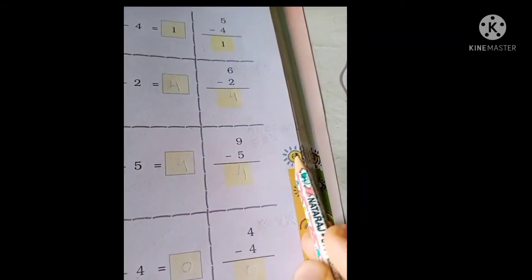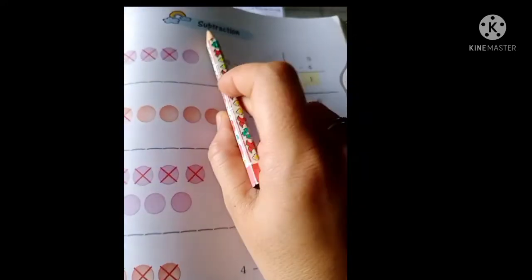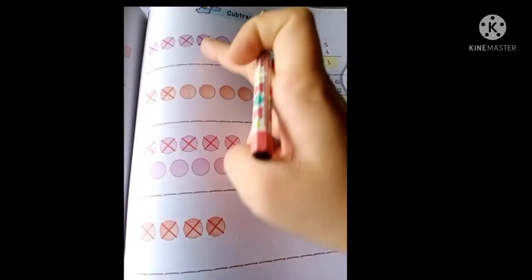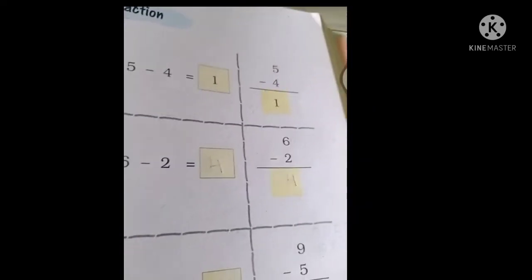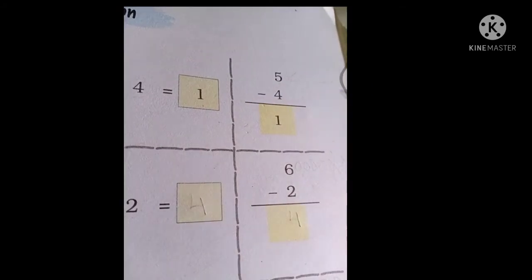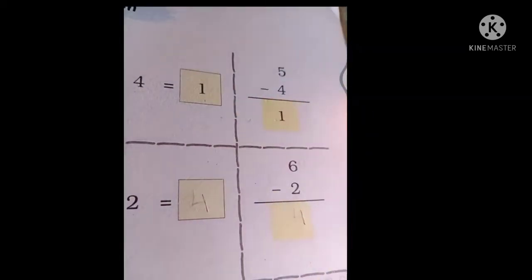Next, page number 65. Page 65 also has subtraction. Here you can see subtraction is given in both ways, right? In both ways it is given to us. And here the calculation is also given, right? So students, while we were doing addition, what did we do? Whatever two numbers were given, we drew circles for both numbers, and counted the total in them and wrote the answer, right?